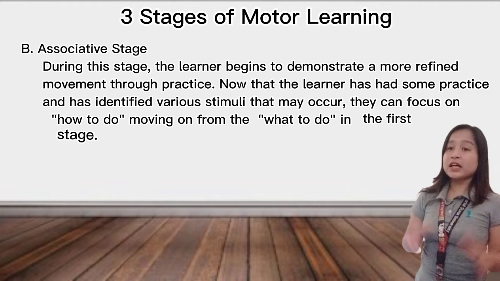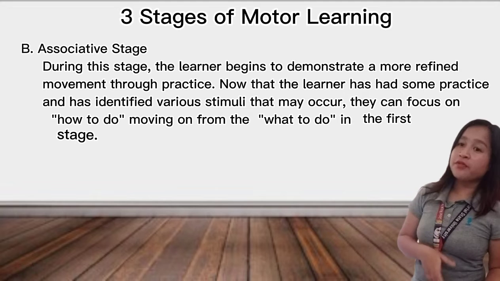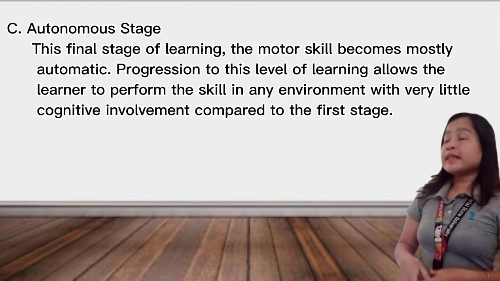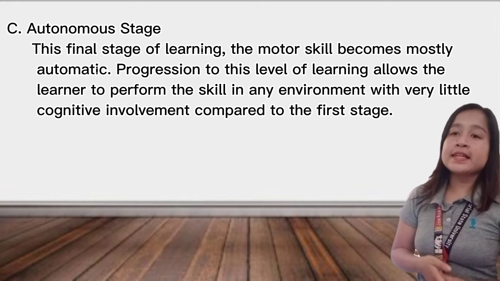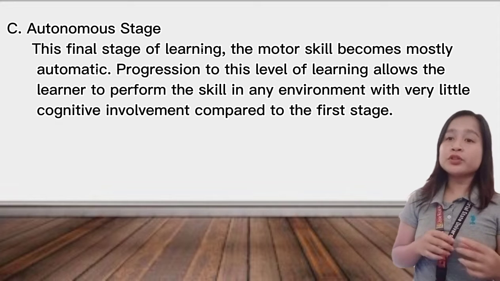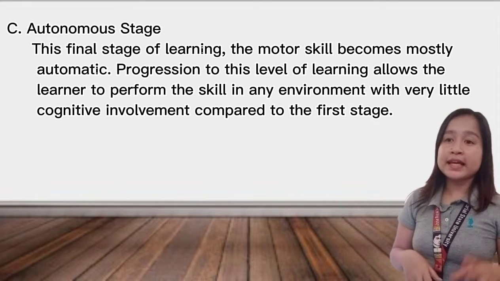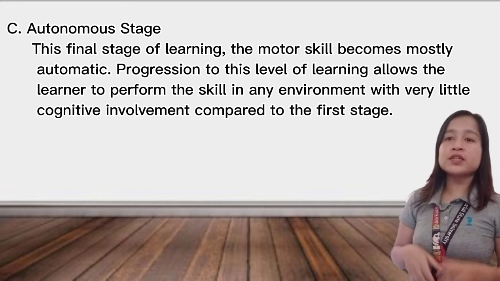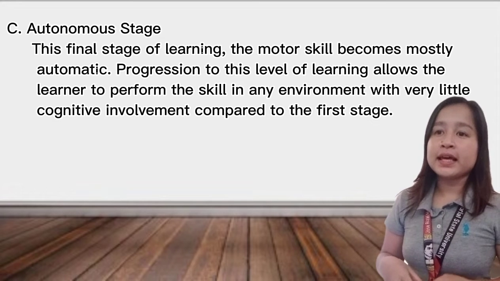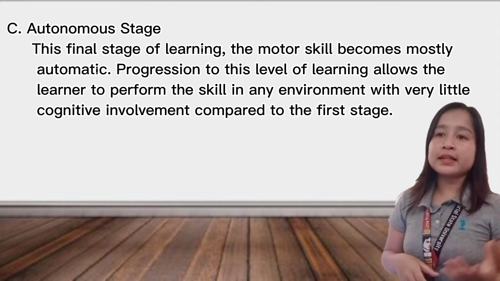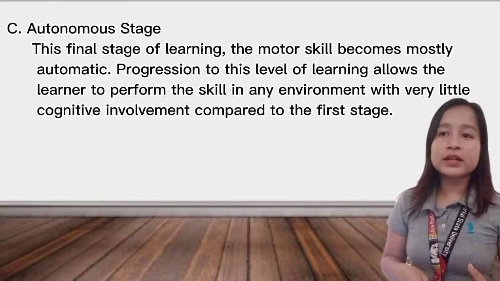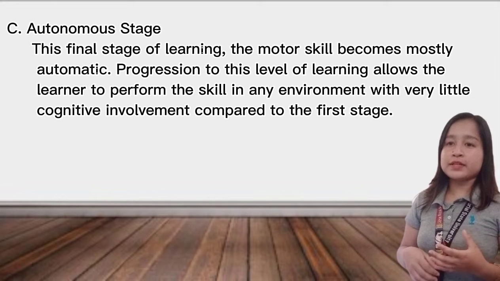In that case, they can focus on how to do, moving on from the what to do in the first stage. Then lastly is letter C, the autonomous stage. During this final stage of learning, the motor skill becomes mostly automatic. So progression to this level of learning allows the learner to perform the skill in any environment with very little cognitive involvement compared to the first stage.